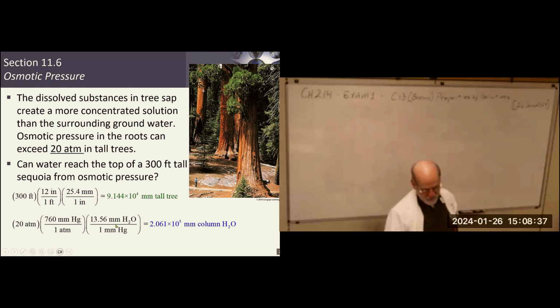And we find out that when we convert that, water can be pushed 2 times 10 to the 5th millimeters high, when it only needs to go about 10 to the 5th. So it can go twice as high as it needs to. So that answers the question. Can you go 600 feet? It could go 600 feet, yes. Now, I don't know in Earth's history if we had 600-foot tall trees, that are extinct now, of course. But it could, if they had the same physiology in their roots. That's the other question.